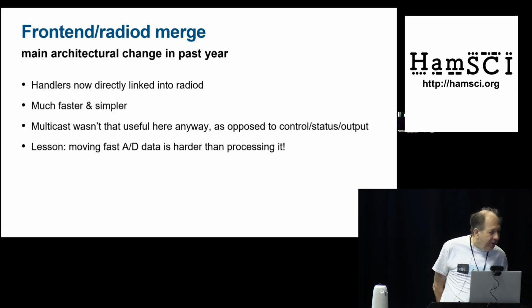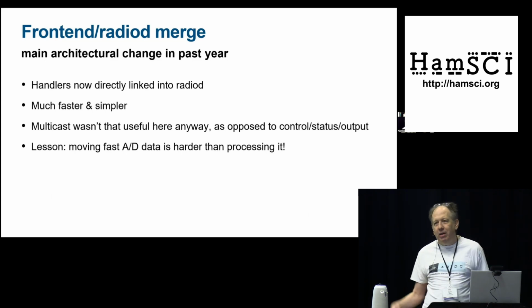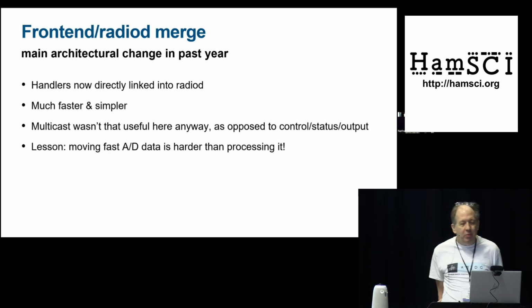The main architectural change I made, which was really forced by the RX888, was originally I wanted to have everything multicast. I wanted to have the front end as a separate module and multicast the raw data into Radio D. That just didn't work out. It was just too much overhead, and I just couldn't make it work at the sample rates required. So in the last year, I merged the front end handlers into Radio D, and it actually simplified things quite a bit. So sometimes you can.